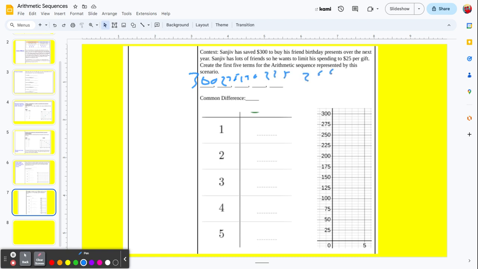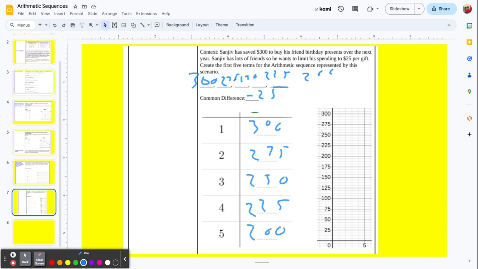All right. So what's my common difference here? It's negative 25. So again, we start at 300, 275, 250, 225, 200. All right, let's graph it.